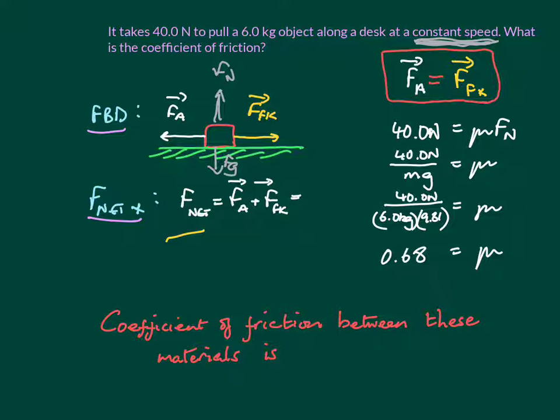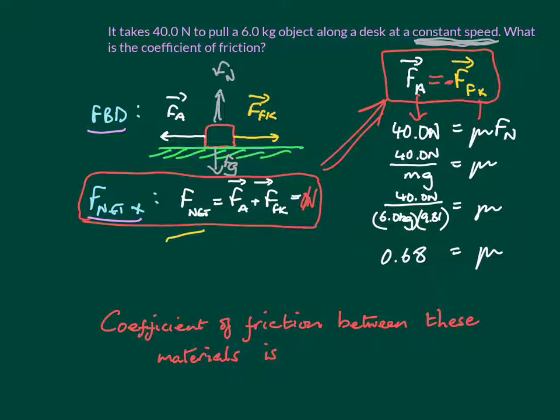Another way of writing this is to look at the Fnet statement. If we write out the Fnet statement, we'd see that these forces are balanced and they're 0 newtons. So we bring that up here, and these are equal but in opposite directions, so Fa is equal to negative Ffk. We know that Fa, the applied force, is 40 newtons, and Ffk is mu Fn, so we can simply solve for mu. We also know that Fn is equal to mg, which I've put in here, and then we just put in the values.